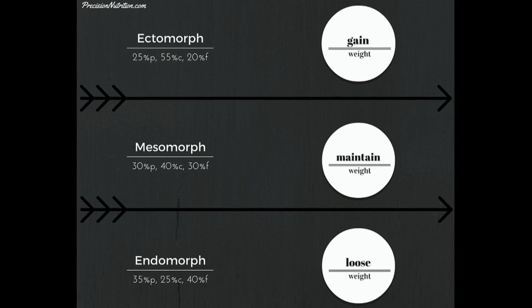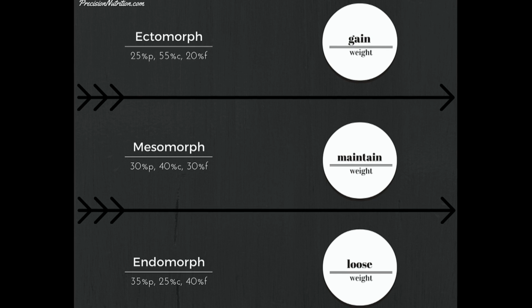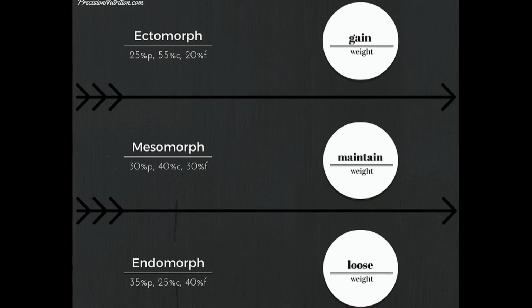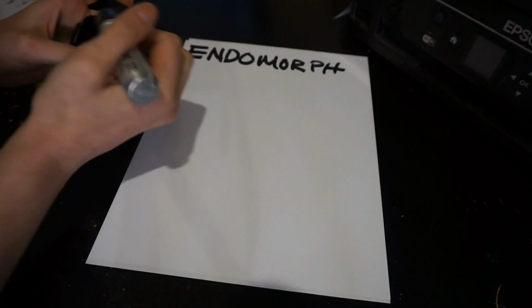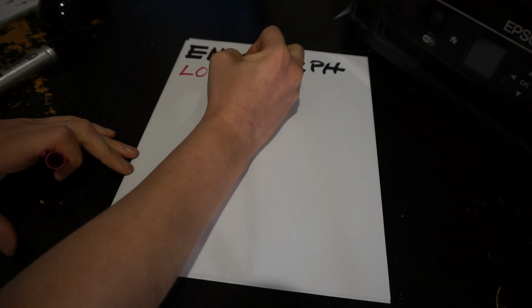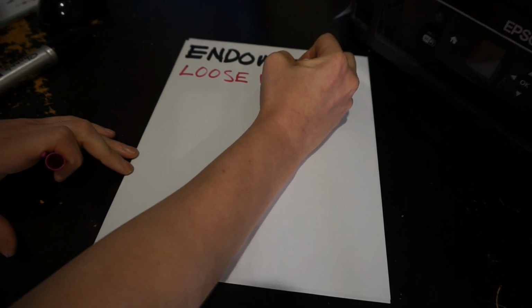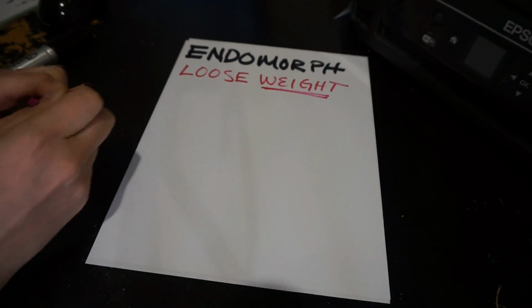Each of these body types has a different macronutrient profile breakdown, so their protein, carbs, and fat percentages are going to be different for each of the body types. So I'm going to go ahead and give you an example and break down one of these body types. So let's take an endomorph, for example. Let's say I have an endomorph body type, and my overall goal is I want to just lose weight.